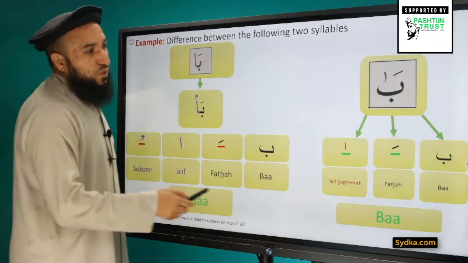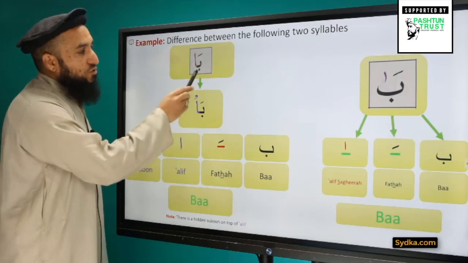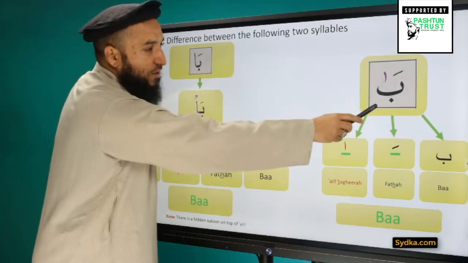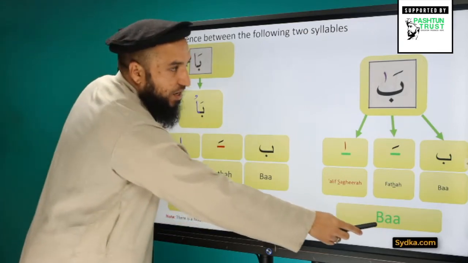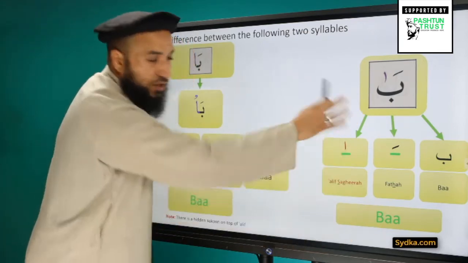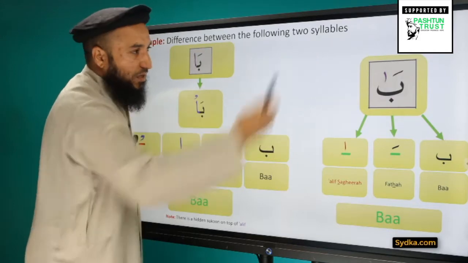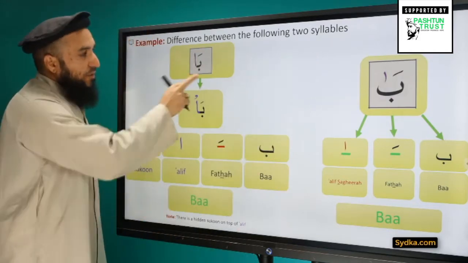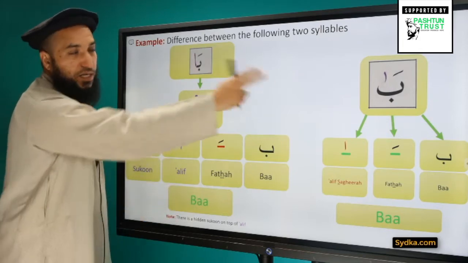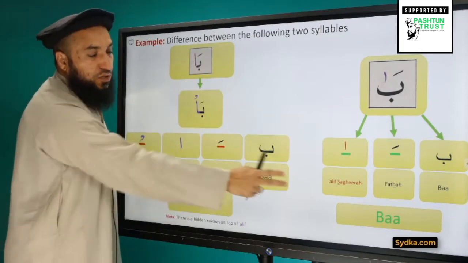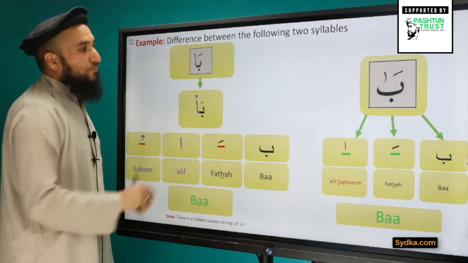So another difference we need to know is whenever we have this structure and this structure, the lengthening is the same, two counts. Ba fatha alif saghira ba, which we studied in the previous lessons, and ba fatha alif sukoon, that's ba. So only the writing is different, but the pronunciation or the lengthening is the same.